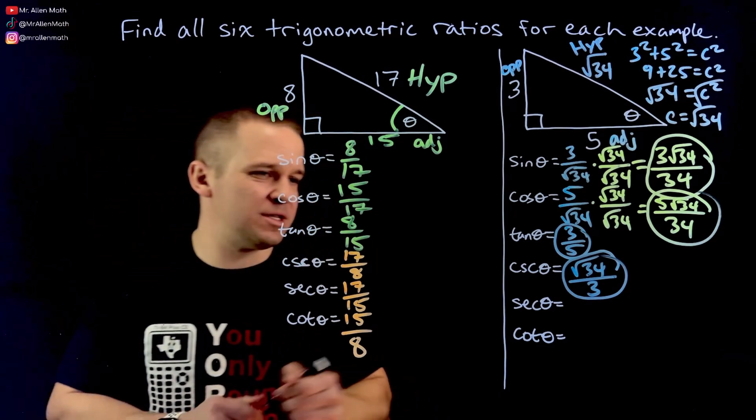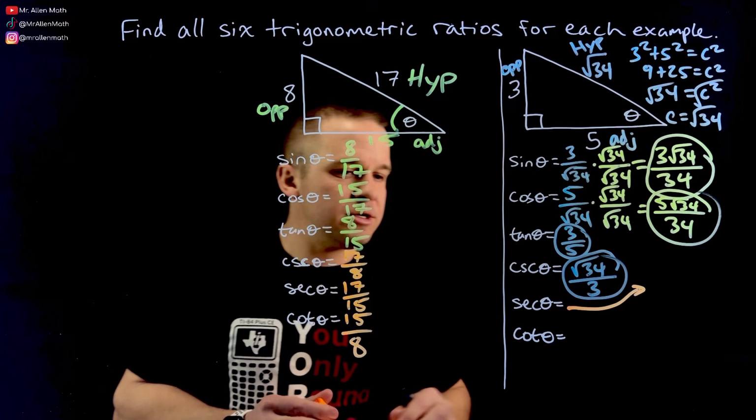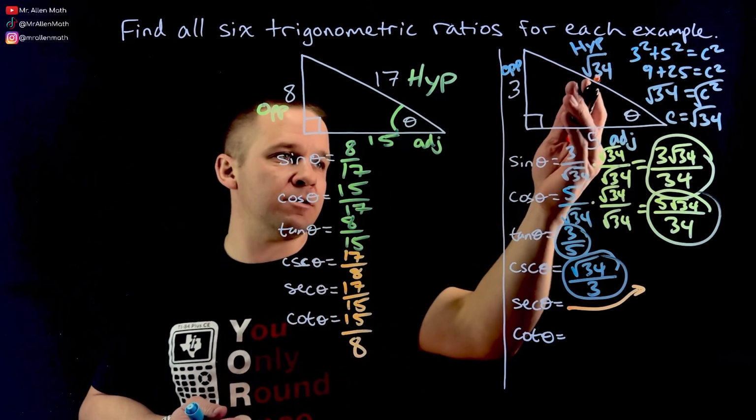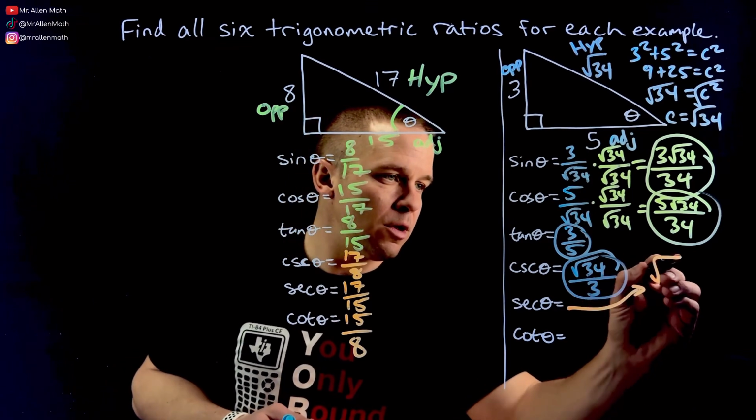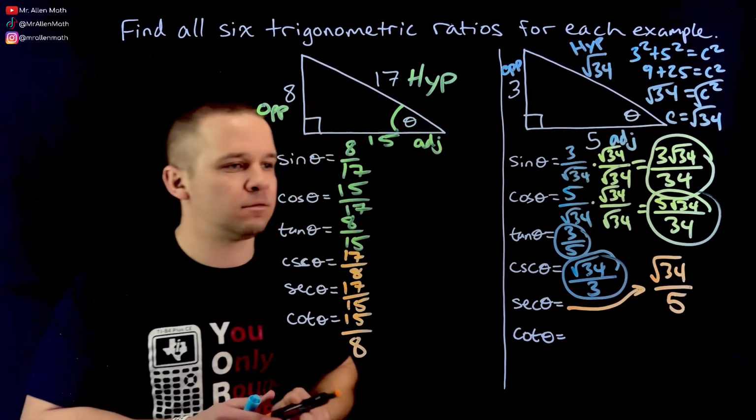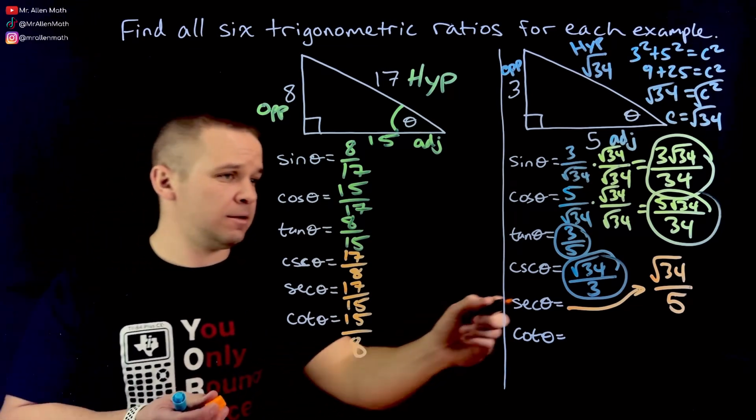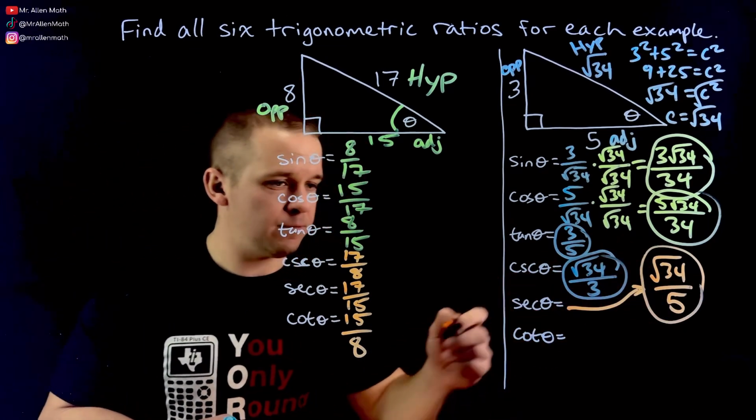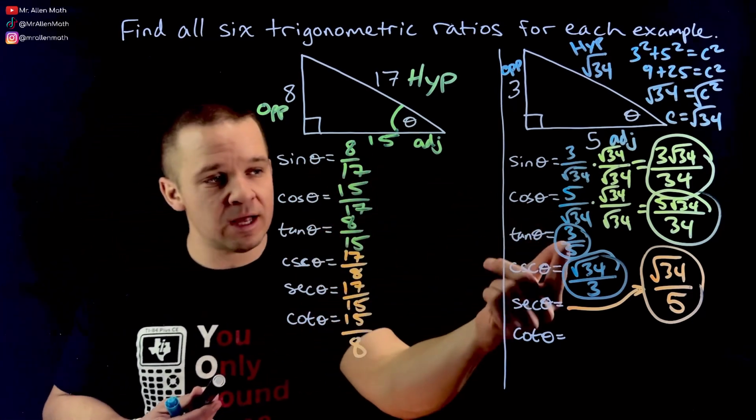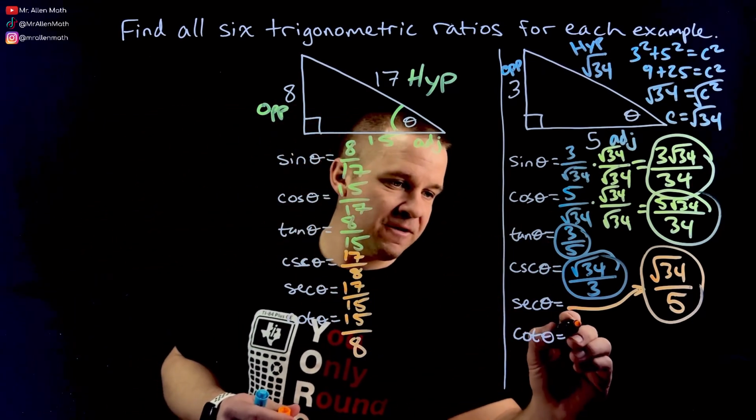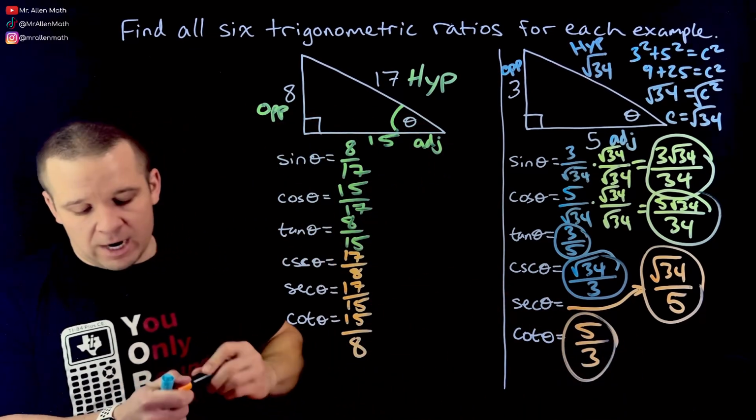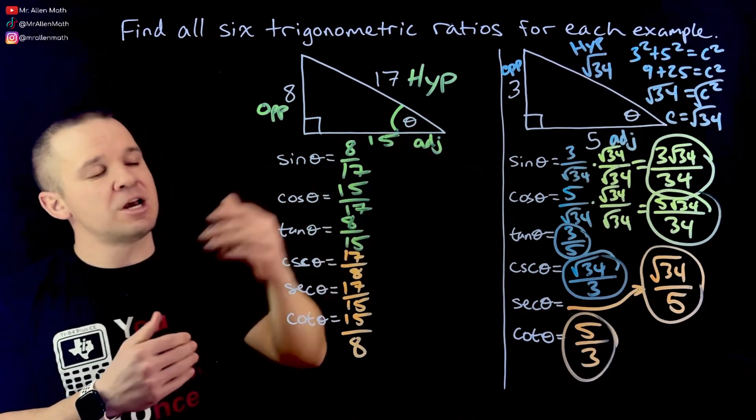Now let's go to secant, and I'll bring the secant one out. We'll use a different color because it's getting a little tight here. So secant is my reciprocal of cosine, or you can think of it as hypotenuse over adjacent. It's root 34 over 5. Okay? And then lastly is cotangent, which is adjacent over opposite, the reciprocal of tangent, which is going to be 5 over 3. There we go, guys. We got all 6 trig functions for each situation there.